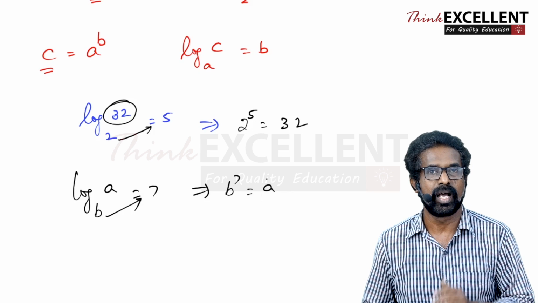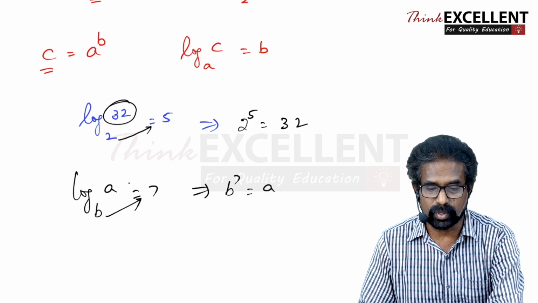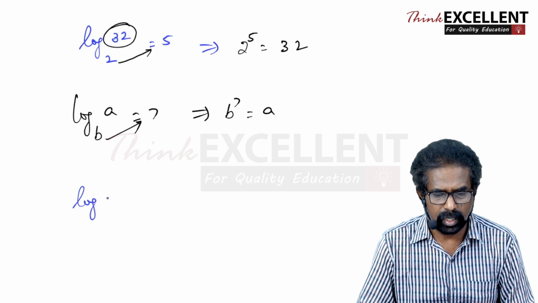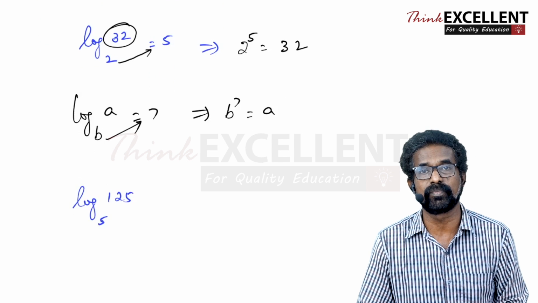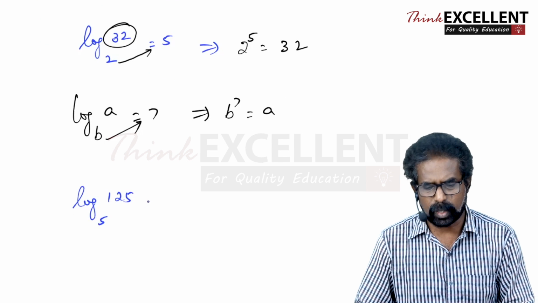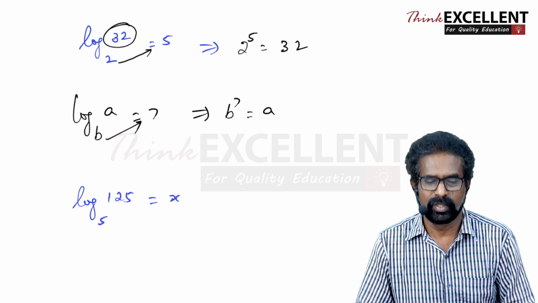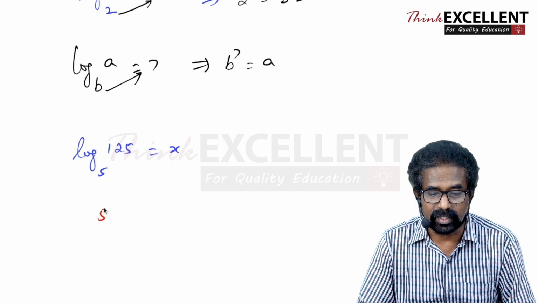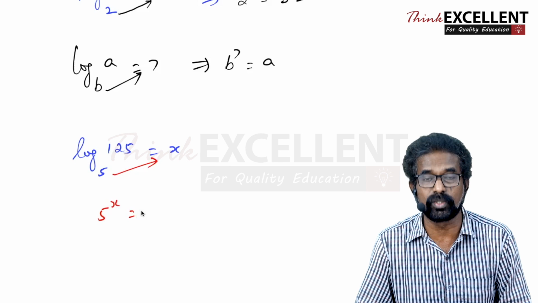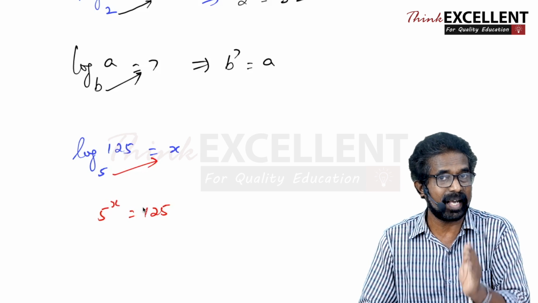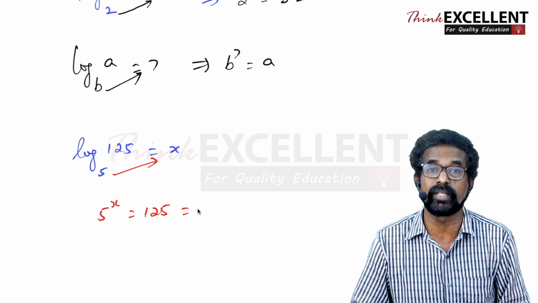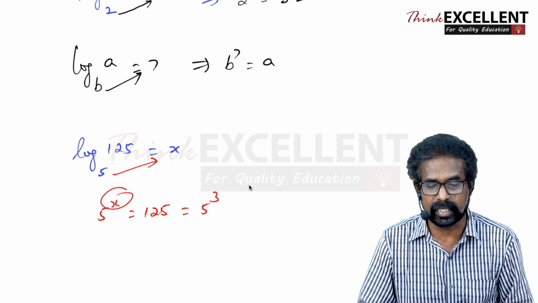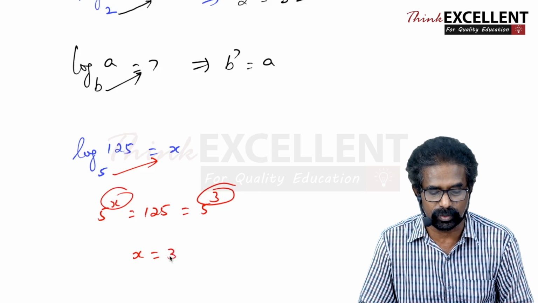Now I'm going to teach you how to find the value of a logarithmic function. Suppose we have log 125 to the base 5. We want to find the value of this logarithm. I'm taking this as x. Now we change it into exponential form, 5 raised to x is equal to 125. The left side is 5 raised to something, so the right side is also converted: 125 can be written as 5 raised to 3. Now the bases are equal, so the powers are also equal. You can say x is equal to 3.